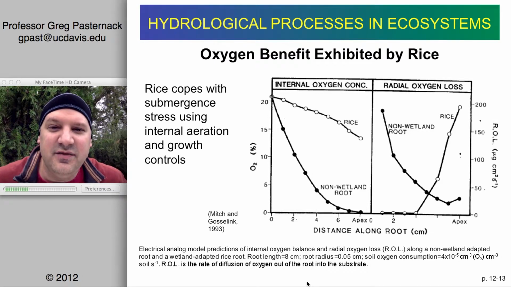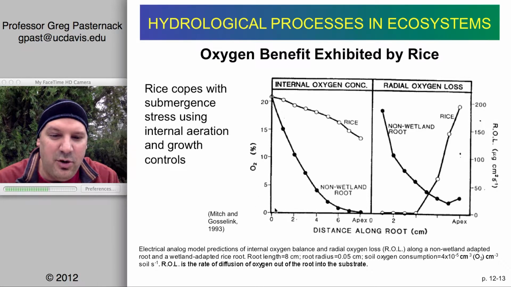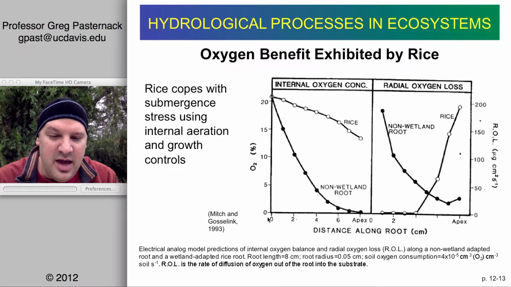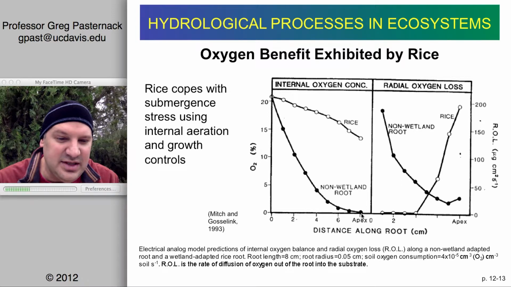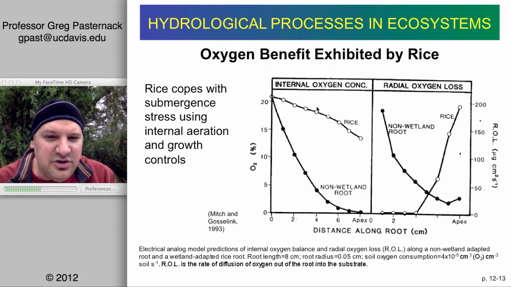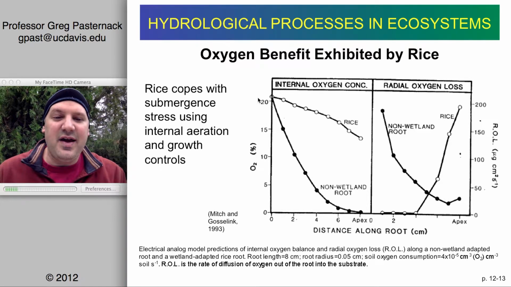Another example is the case of the oxygen benefits exhibited by rice. Showing you some more specific data, rice copes with submergence using internal aeration and its growth control. For example, if we look at the junction between the stem and the root, which is shown at 0, and then down to the tip of the root, which is 6 centimeters away in this case, we can look at the amount of oxygen present in the root and the radial oxygen loss, the loss out through the root. Now these are not measurements, this is being calculated with a model, but still you can get a sense of how this works.